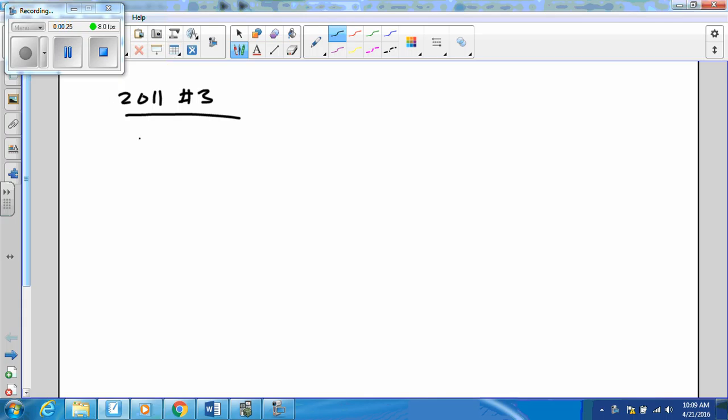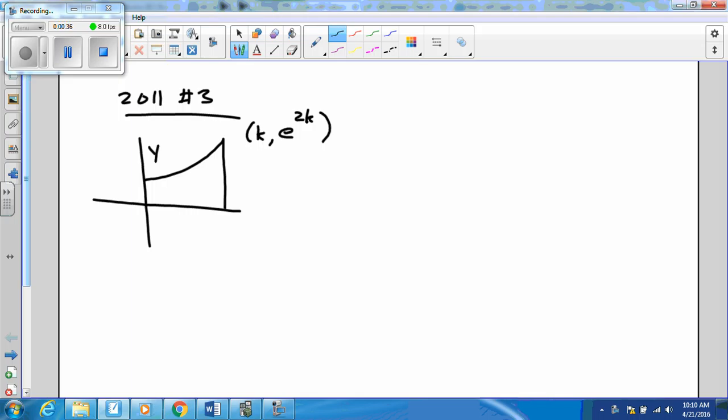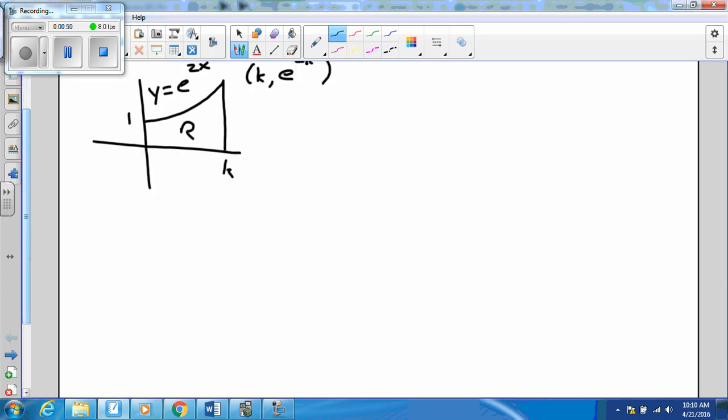For 2011 number 3, we're given a region. And the slight wrinkle about this problem is that the region is defined in terms of a parameter k. And this curve is y is equal to e to the 2x, and this is k, and this is 1. And now we are asked to write but not evaluate an expression involving an integral that gives the perimeter of R in terms of k. And the only tricky thing about this is that we just have to make sure that we don't overlook anything. So let's walk through and just mark off segments as we do them.